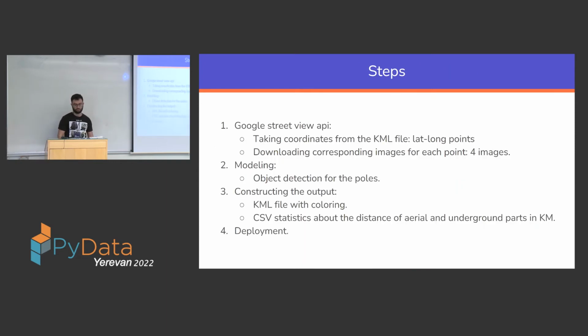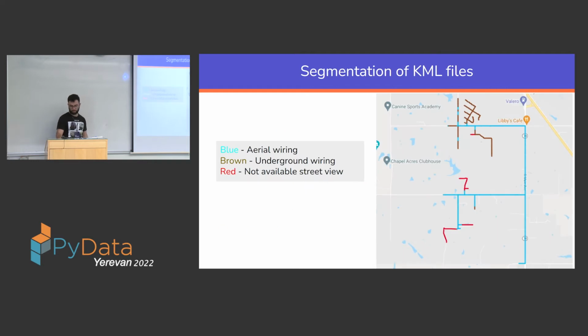Okay, so what we've done is we automated this whole process. Firstly, our approach connects to the Google Street View API. From this API, we get the images for each specific point that we had in the KML file, and we download 4 pictures for each: front view, back, right, and left. And then we construct a simple object detection model through which we check from all these images whether there's a utility pole there or not. After that, we construct the KML file with all the information of kilometer distances of this wiring, and similar to this file, we get the output of the segmentation in the streets.